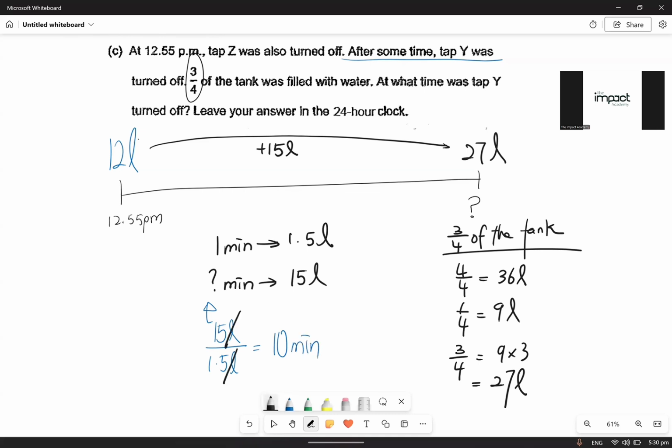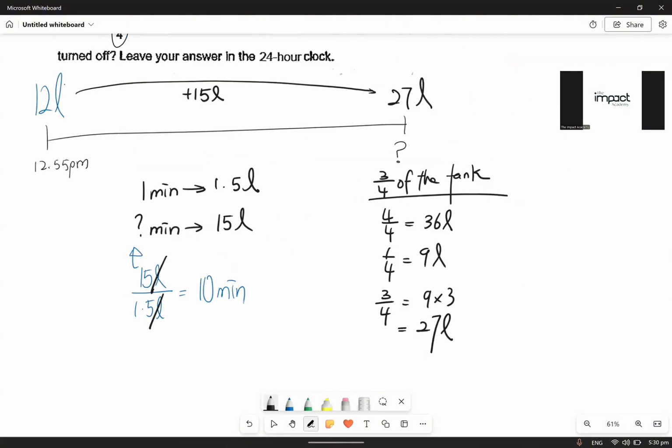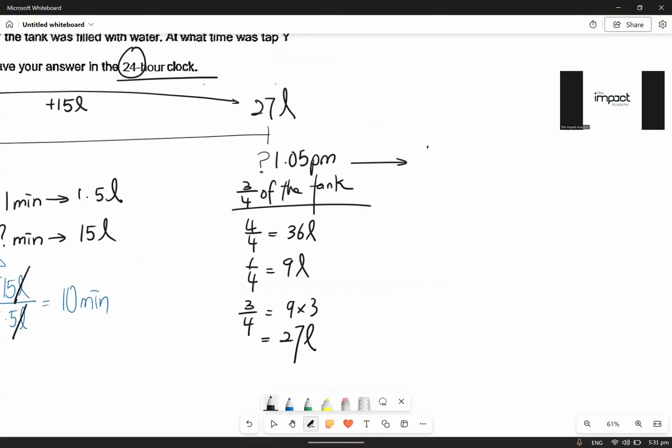True? Okay. So 12:55, 10 minutes later. 5 minutes later is 1 p.m., right? 1 p.m. already. 5 minutes later is 1:05 p.m. Correct or not? But if you leave your answer like that, correct or not? Why? Very good. So in 24-hour clock, 1:05 p.m. becomes what? 13:05. Agree so far? You just put 13:05, and that is your answer for this question.